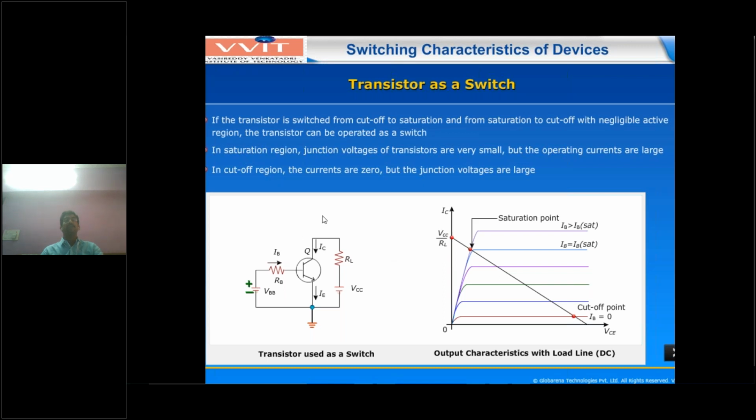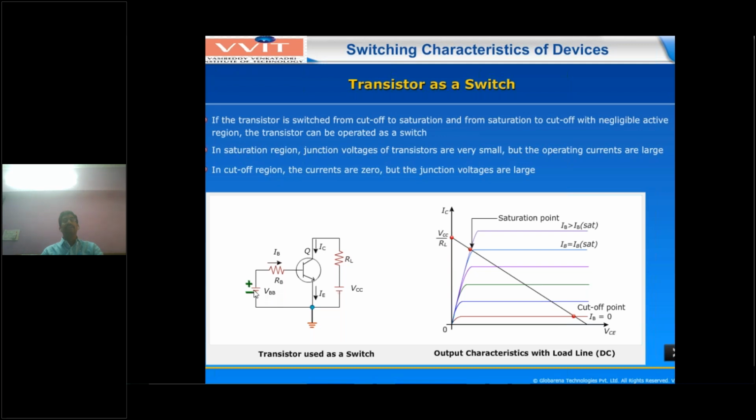Next, what is the switch? How does it operate? Whenever the input voltage is less than V gamma, IB equal to 0. So IB equal to 0, this part is called the cutoff region. Whenever the input voltage is increased, IB is greater than 0, and the transistor goes into the active condition. Within the active condition, current flows from collector to emitter. This part is called the active region.